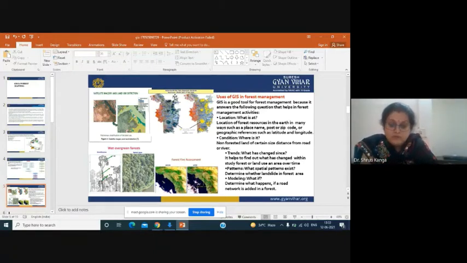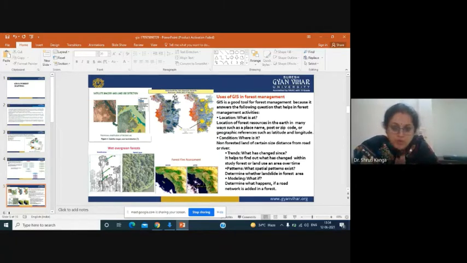Then the modeling. We can go for different kinds of modeling, where we can determine what happens if a road network crosses inside the forest. It may be dangerous for the habitats residing inside this forest. So this kind of analysis we can also do with the help of GIS.